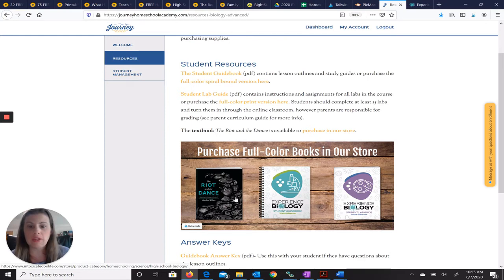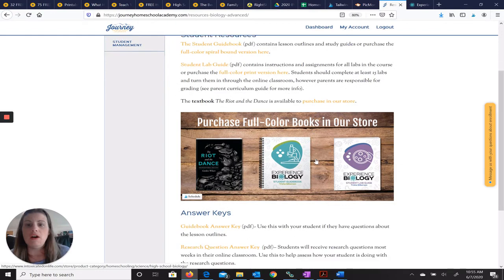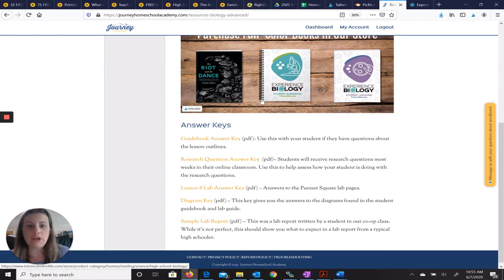This you will have to buy. It's a physical book. You can buy it through their store, or you can get it at any homeschool curriculum seller like Christian Book or Rainbow Resource. Also, this is where you'll get the answer keys for the guidebook, the research questions, and this is a handy little sample lab report so you can see what the lab reports should look like.